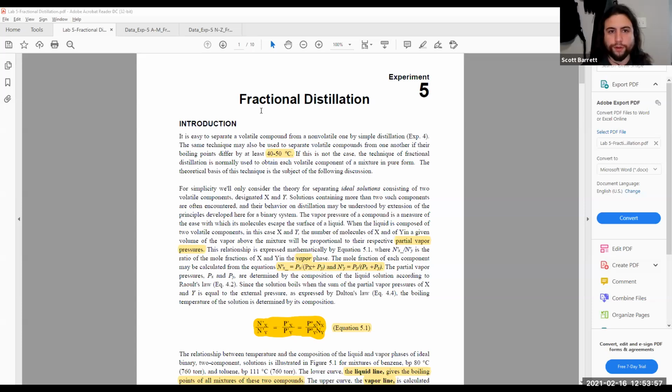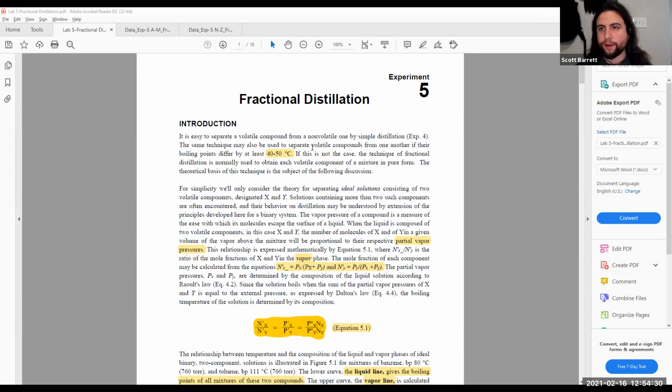All right, so firstly, today's lesson is over fractional distillation. What we're going to be doing is combining 2 or more mixtures of different volatile compounds into a boiling apparatus in order to perform fractional distillation. As it says here, the same technique may also be used to separate volatile compounds from one another if their boiling points differ by at least 40 to 50 degrees Celsius. And if they do not, then the technique of fractional distillation is normally used to obtain each volatile compound.